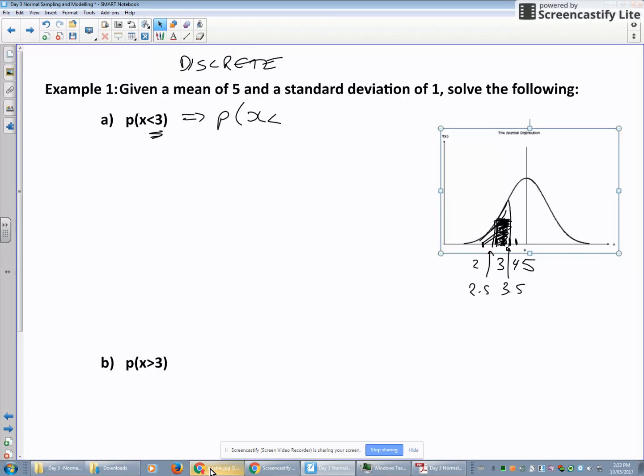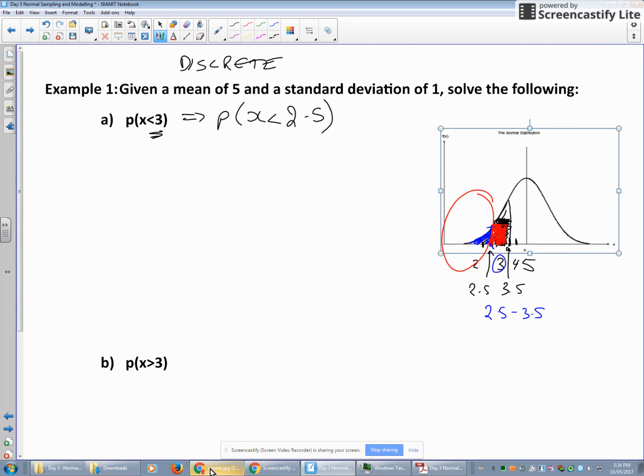So I'm talking about this portion of my curve down here because my value of 3 extends from 2.5 up to 3.5. This would be my value of 3, and I've got to be less than that. My value of 3 starts at 2.5 and extends up to 3.5. So when I'm asking this question, I'm going to be calculating for this section down there where x is less than 2.5.